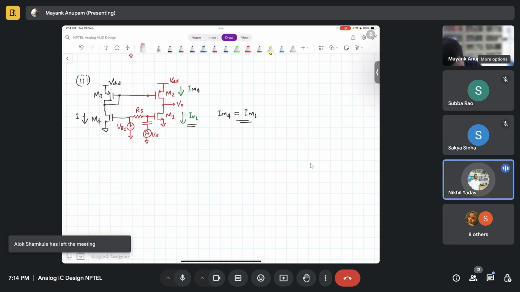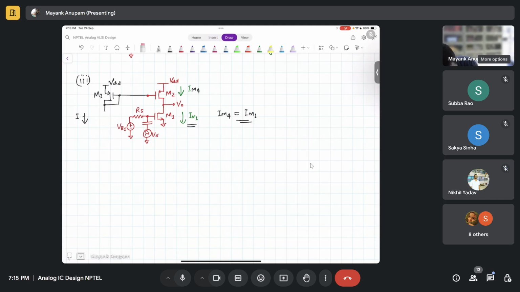Mayank, can you explain once again when you have attached this M4? Okay, so earlier I did this, right? So this was some current I naught, correct? And because of current mirroring, if I naught flows here, the same current I naught will flow from this guy, right? But I naught still cannot be ensured to be always equal to Im1, right?